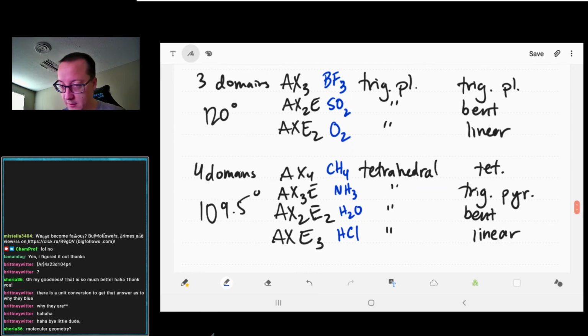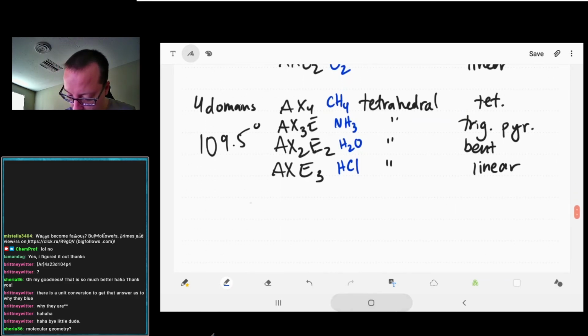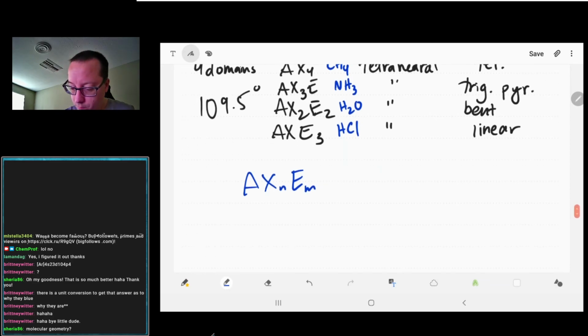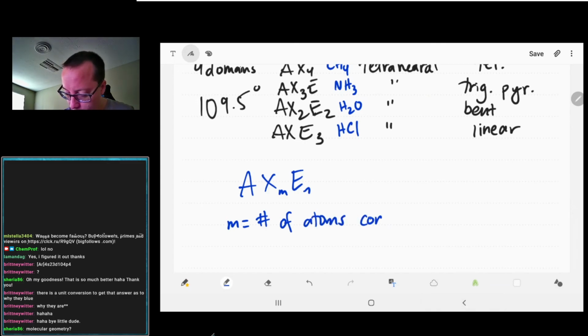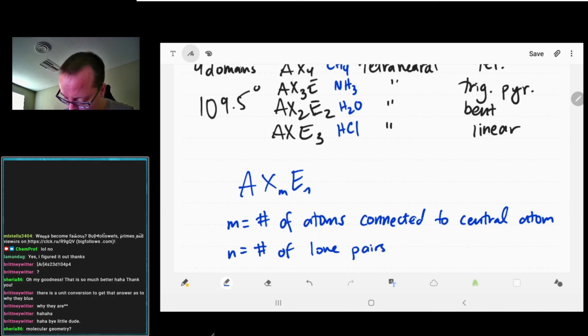So as long as you could identify, remember, let me replace those. M is the number of atoms. And N is the number of lone pairs on the central atom.